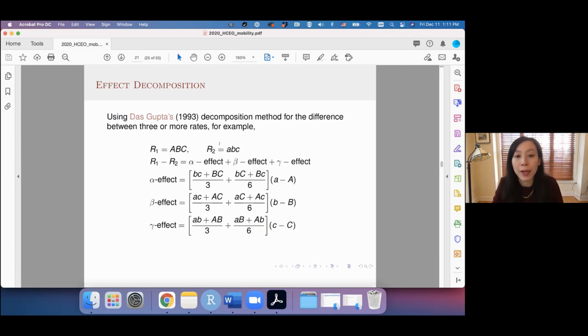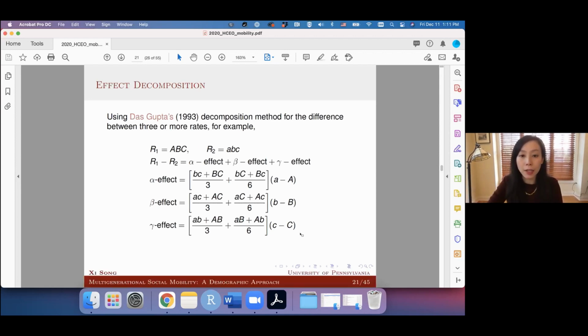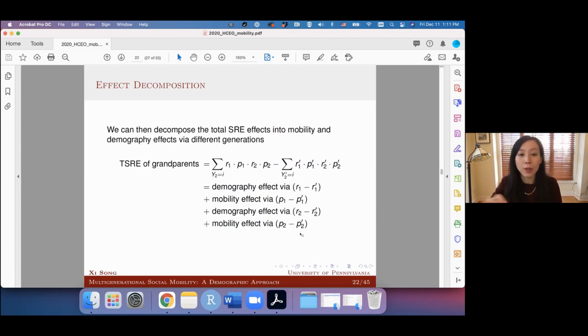So here, if each measure is considered as a product of 3 rates, then we can decompose it into the differences in rate A, rate B, and rate C. This is the basic idea of this method, but what I did is to apply it to the total social reproduction effects of our grandparents, say.